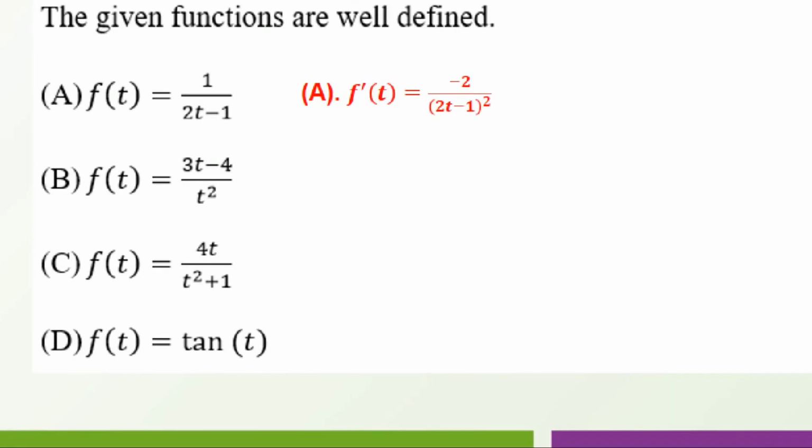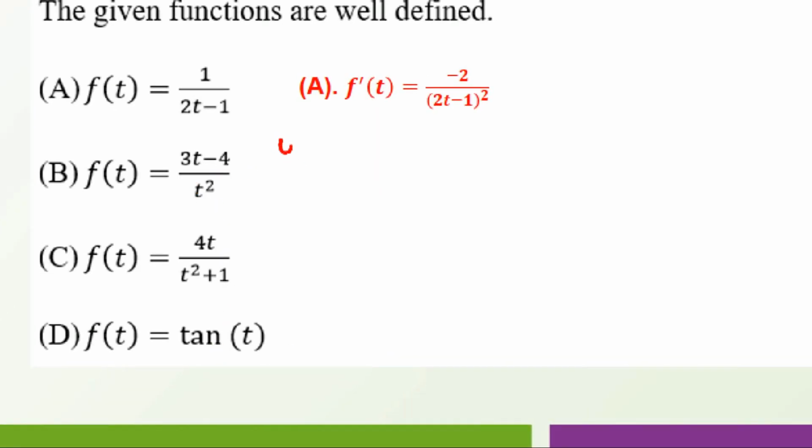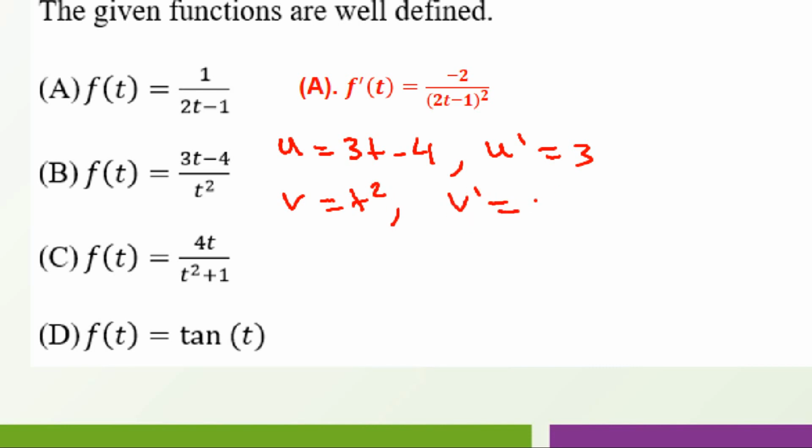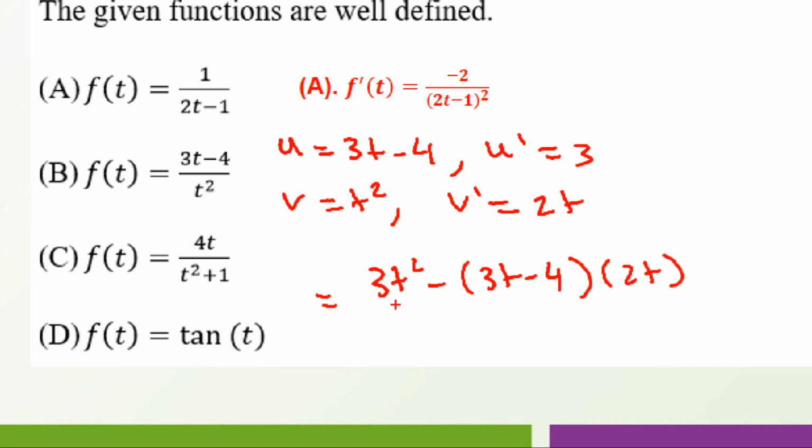Now for part B, so u would be given by 3t minus 4, a linear function, its derivative is going to be 3, v is t square, its derivative is going to be a linear term, which is 2t. So now applying the formula, that would be u prime multiplied by v, which is 3t square, minus u v prime, and that would be 3t minus 4 multiplied by 2t divided by t squared to the power of 2. And no need to expand here, because the objective of this example is just to apply the formula.